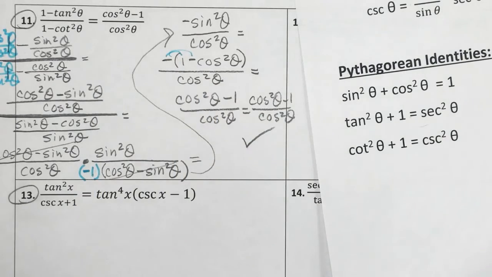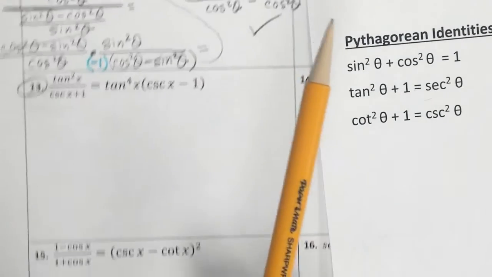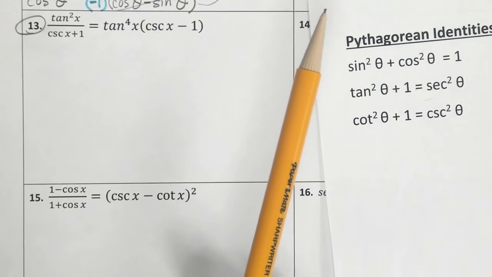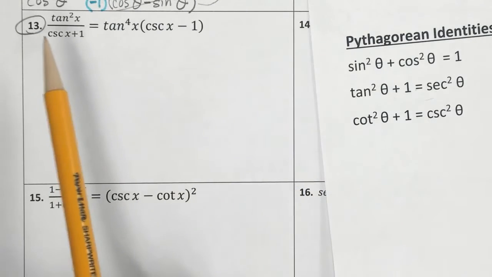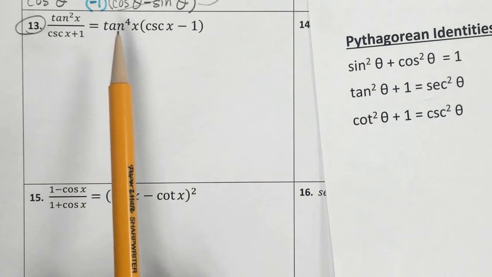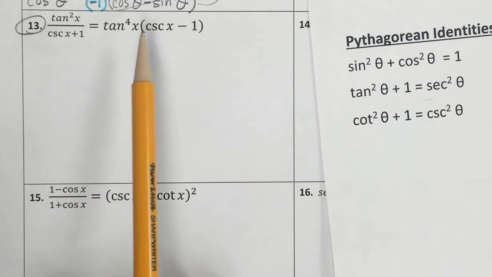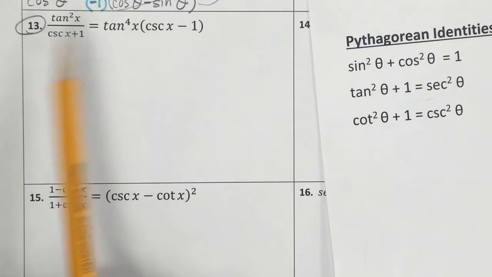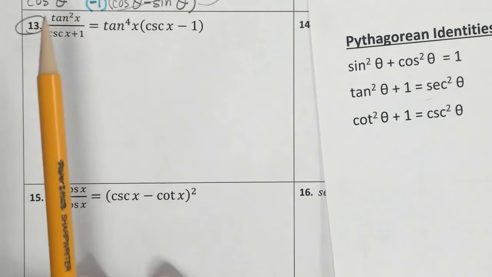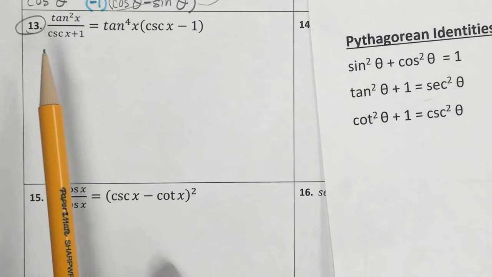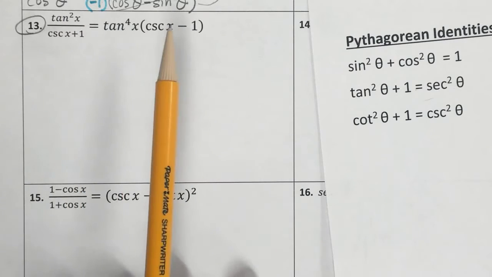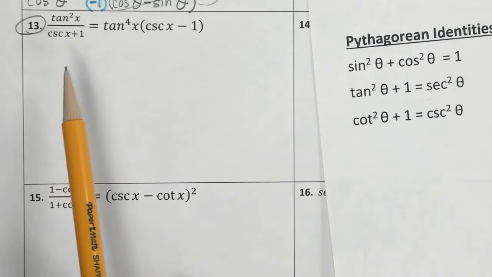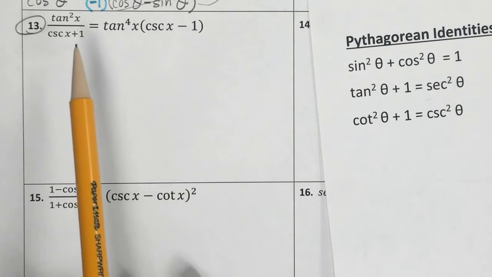All right, let's do one more. Number 13. Number 13 says tangent squared over cosecant x minus 1 is equal to tangent to the 4th times cosecant minus 1. Now, a couple things to notice. Some people are going to always try to start from the left and go to the right. Some are going to want to go from the right to the left. You can probably do it both ways.